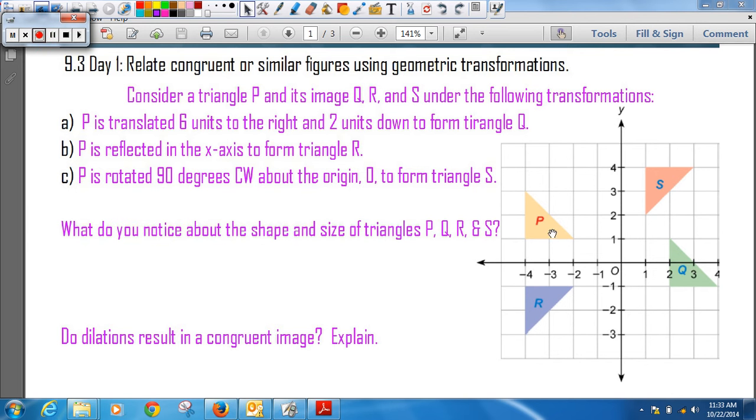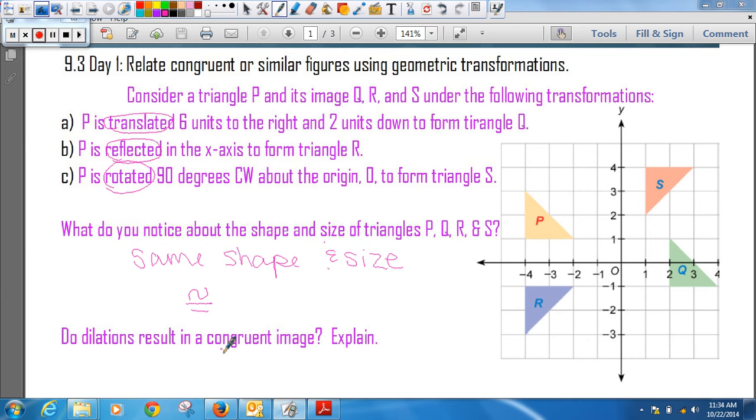P is then rotated 90 degrees clockwise about the origin to form triangle S. The question is the following. What do you notice about the shape and size of all of the triangles? All of the triangles have the same shape and size. So if you do a translation, a reflection, or a rotation, you still get congruent figures.